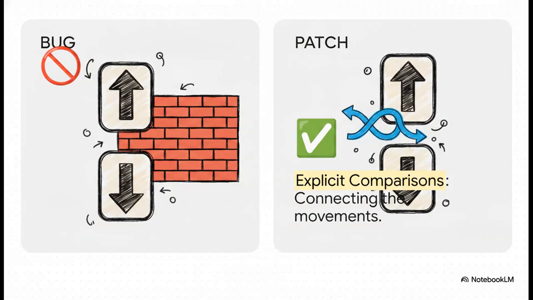Okay, the third fatal bug for task achievement is isolated descriptions. This is when you describe categories in total silos. You write, category A did this, and then later, category B did that. But wait, the prompt explicitly tells you to make comparisons where relevant. Ignoring that instruction costs you massive points in both task achievement and coherence. The patch here is using explicit comparisons. Actually connect the movements in one sentence. Say something like, while category A rose, category B fell. See how much smoother that is?